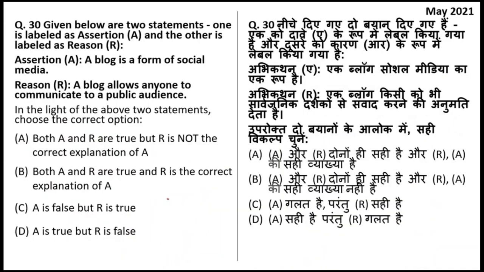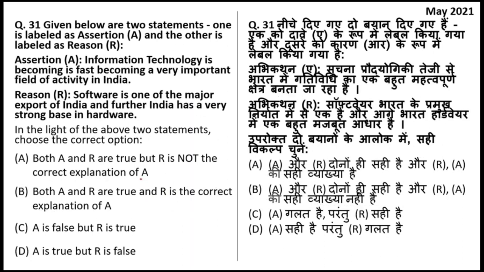Next question. Assertion says blog is a form of social media. Yes, this is true. Reason: a blog allows anyone to communicate to a public audience. Yes, this is also true. So, in this question, both are correct. Assertion and reason are true and R is the correct explanation of A. So, B is the right answer.